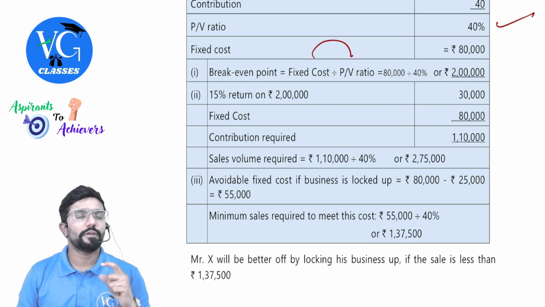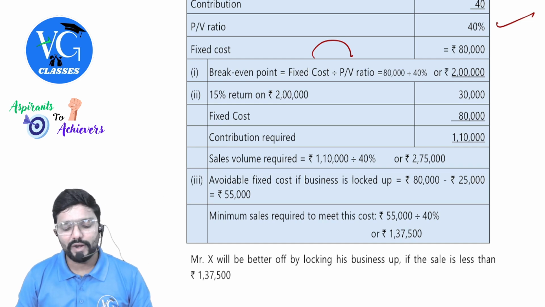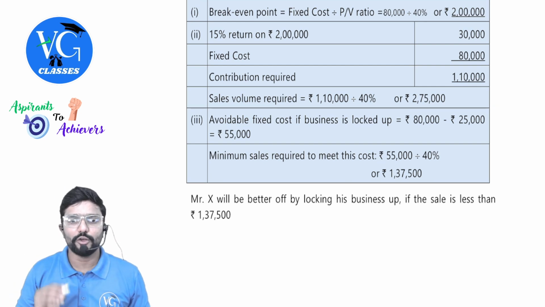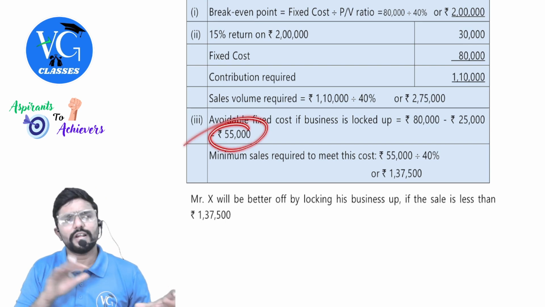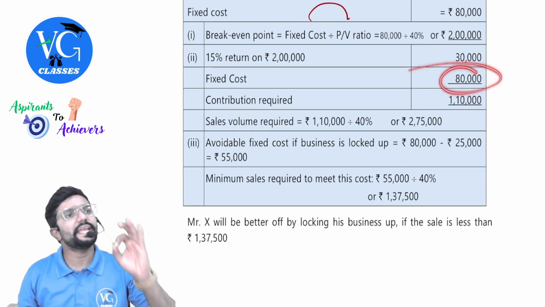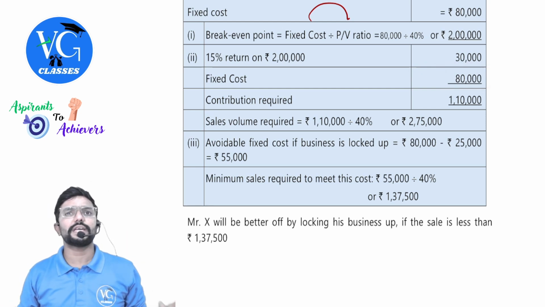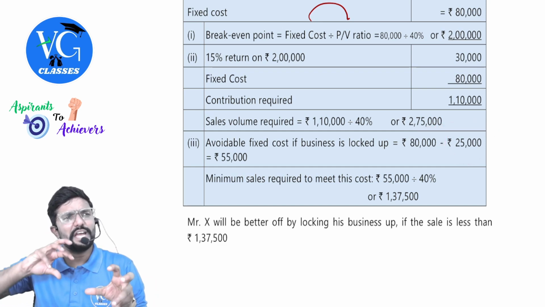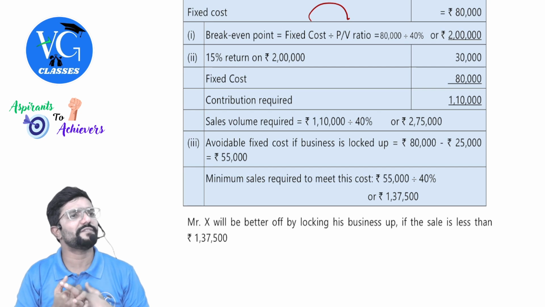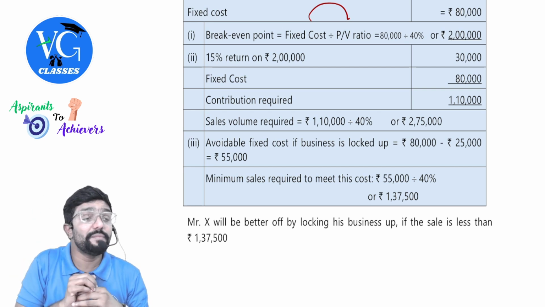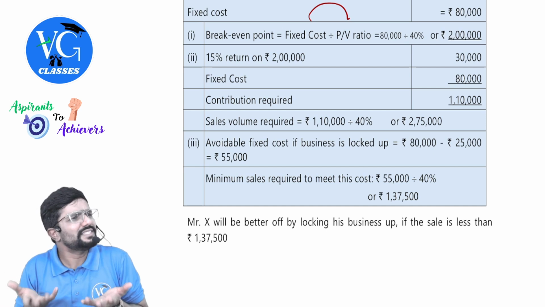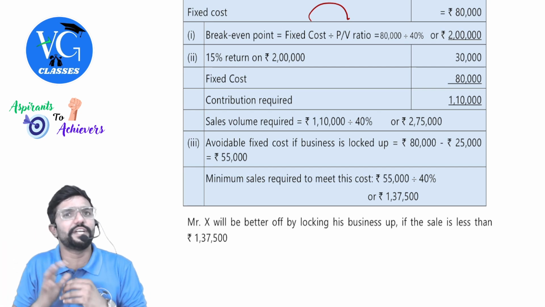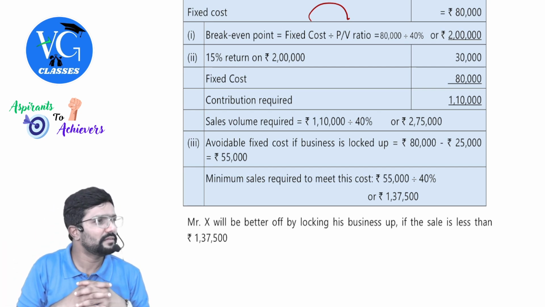But now, shutdown point. The last point is on the shutdown point. Avoidable fixed cost if the business is locked up is how much, guys? 55,000. Sir, how did we get it? What is the present fixed cost? 80,000. They clearly told us that even if the doors of the business are closed, we will continue to incur 25,000. So can I call it unavoidable fixed cost? Yes, sir. That means 55,000 can be avoided if I shut down. That is the hint they are giving. Out of 80, only 25 I will continue to incur if I shut down. That means the remaining 55 is savable.